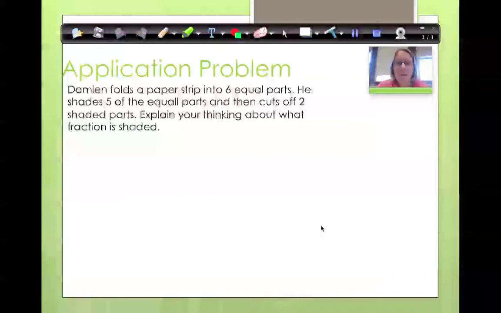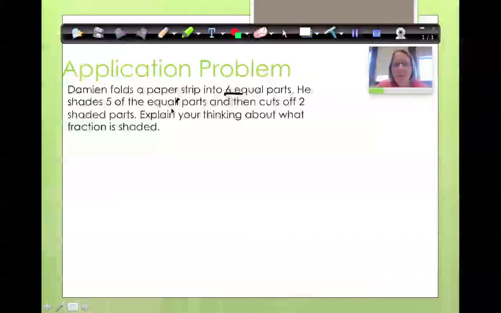Okay, here we go. Before we start, an application problem. Damien folds the paper strip into 6 equal parts. He shades 5 of the equal parts, and then cuts off 2 shaded parts. Explain your thinking about what fraction is shaded.